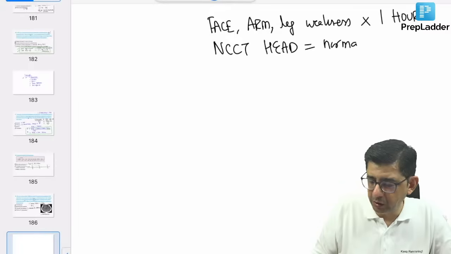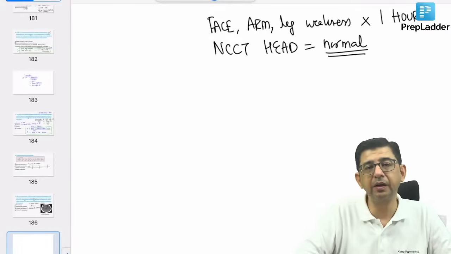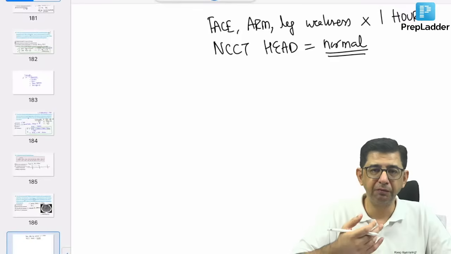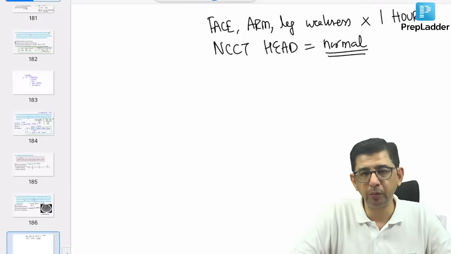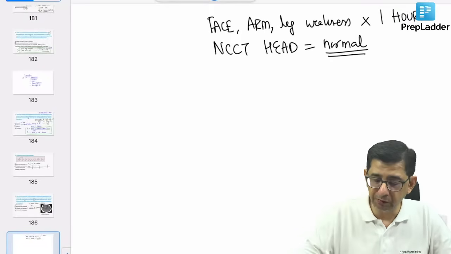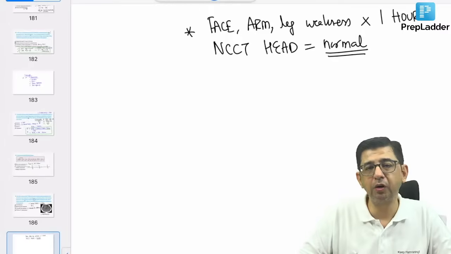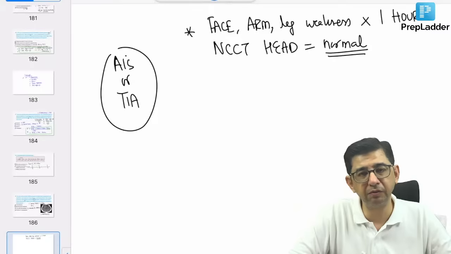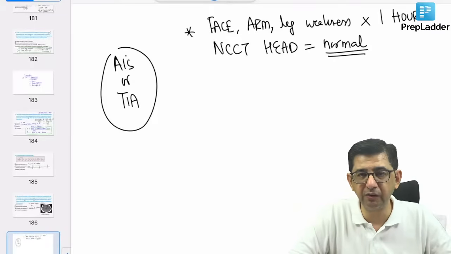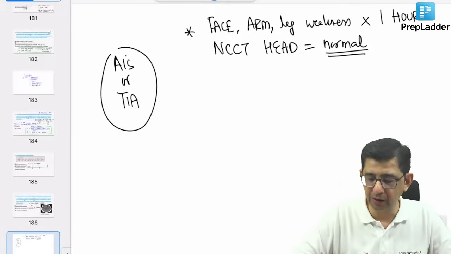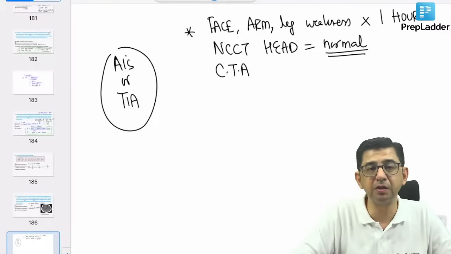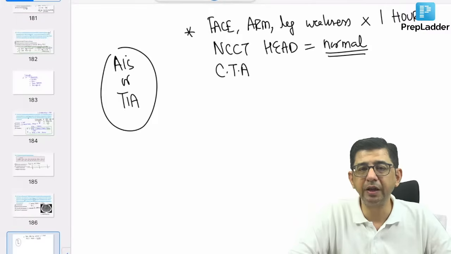CT head can be normal in a patient because CT scan findings in acute ischemic stroke take about 6 hours to appear. Clinically, we can start this patient on thrombolysis, but the issue is this person could be having a transient ischemic attack, and we might miss that he is having a TIA. So in this particular case, if the CT scan is normal and the question asks what investigation can be done subsequently, we can plan a CT angiography in the patient.